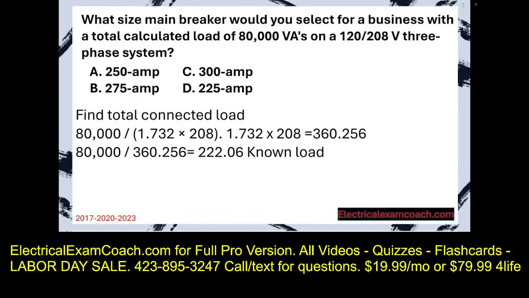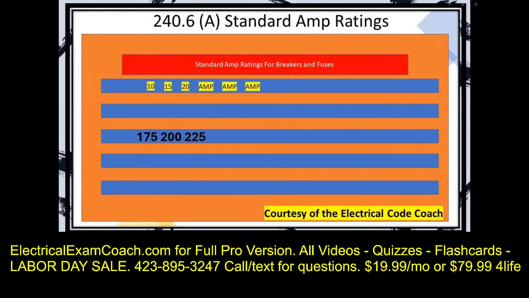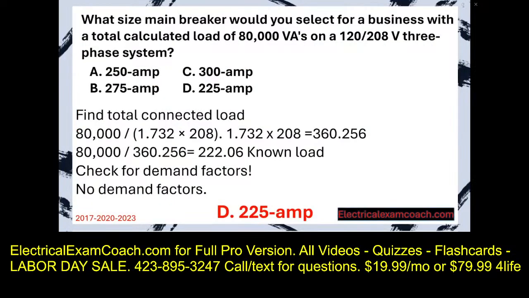In this case, we'll round down to 222. There are no more demand factors in this calculation. We head over to table 240.6(A), choose the next standard size up, and put this on a 225 amp service.